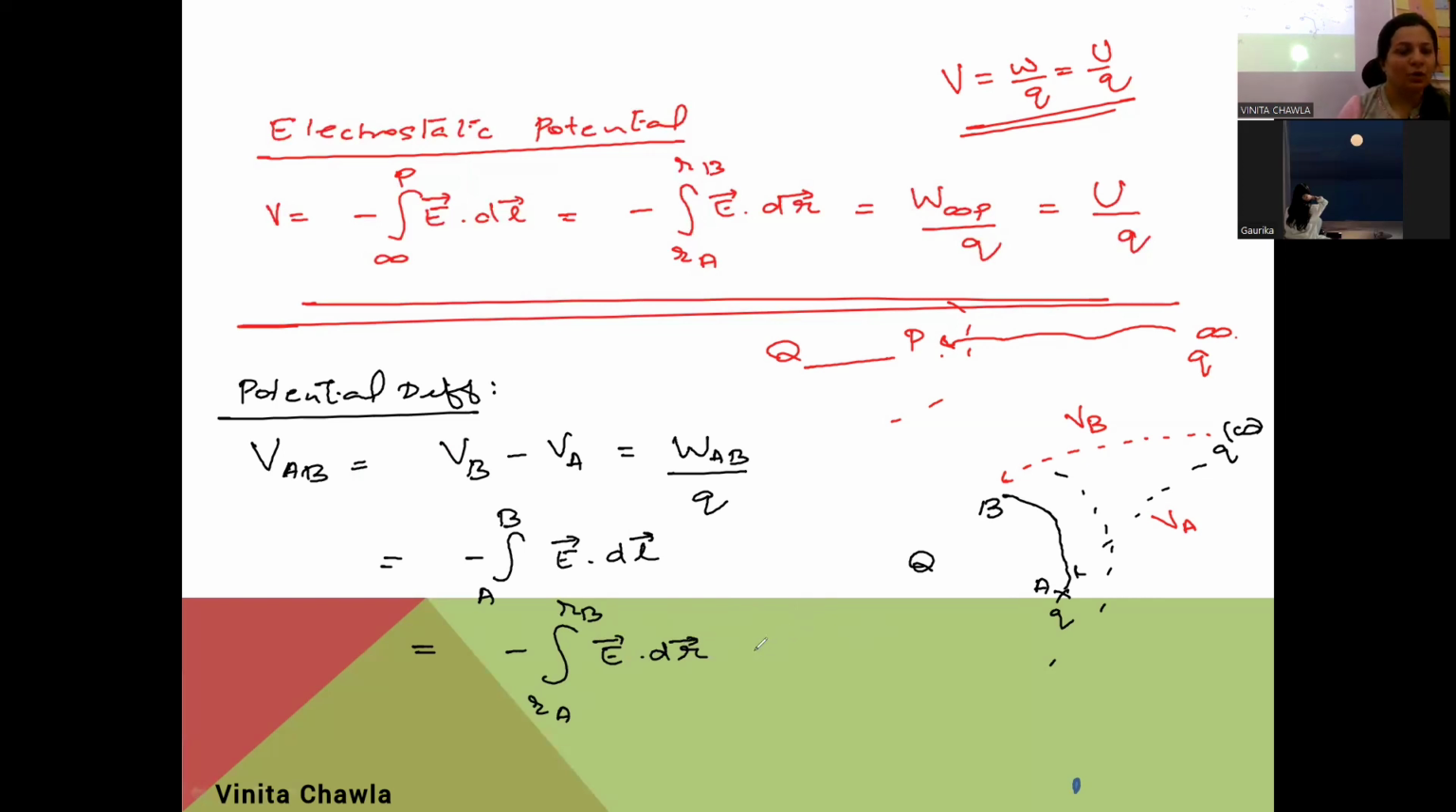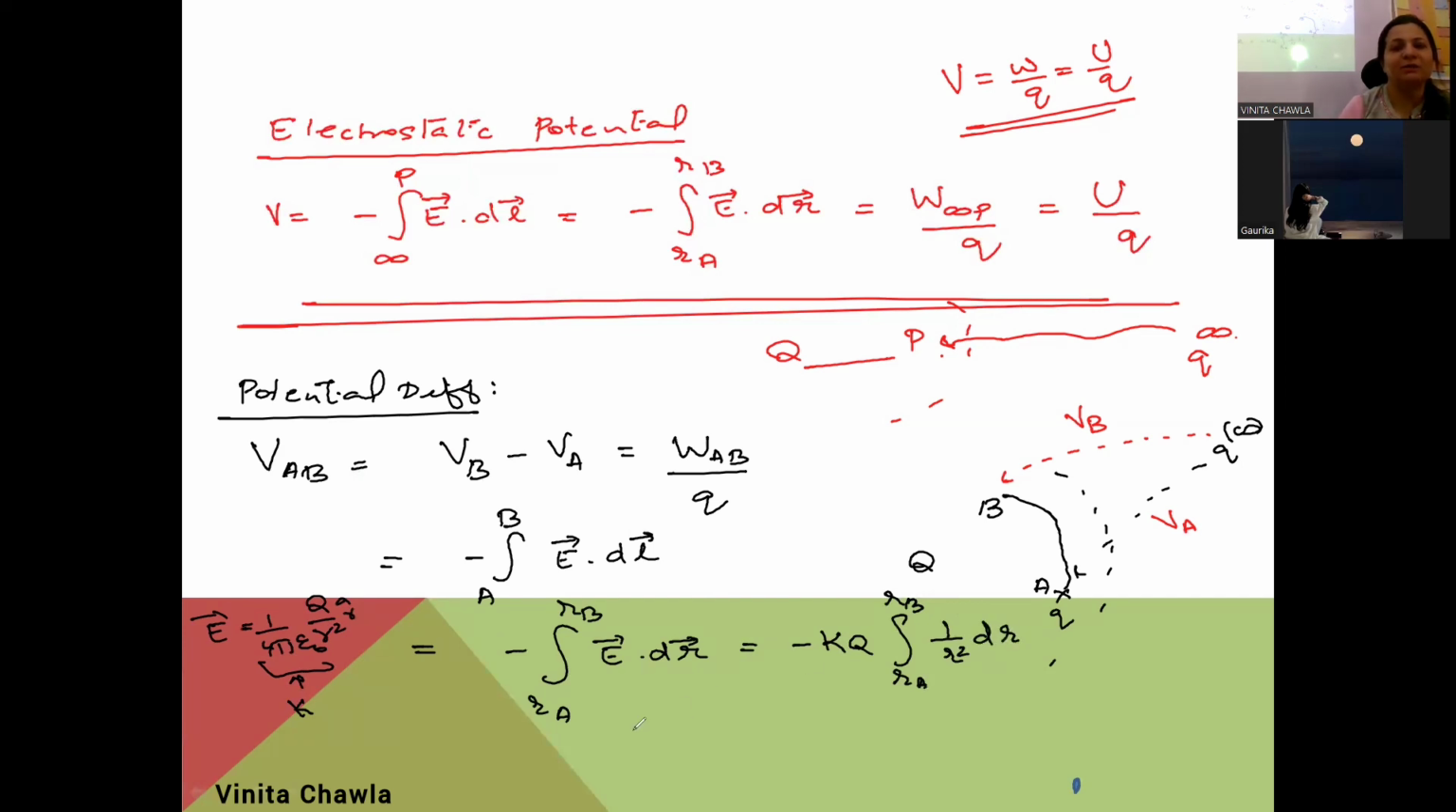Or we can write this E as 1 upon 4 pi epsilon naught Q by R square into R cap. Let's not write in the vector form. Let's simply write this as KQ, where K is 1 upon 4 pi epsilon naught. KQ, and we can write the integral from RA to RB of 1 upon R square dr.